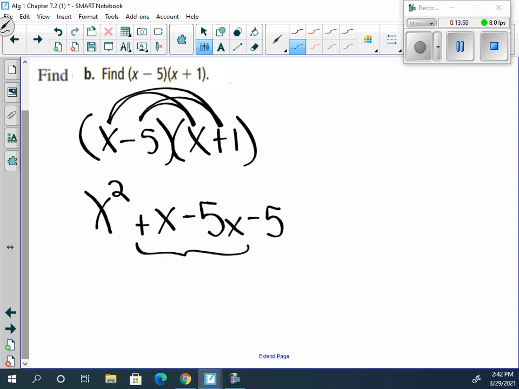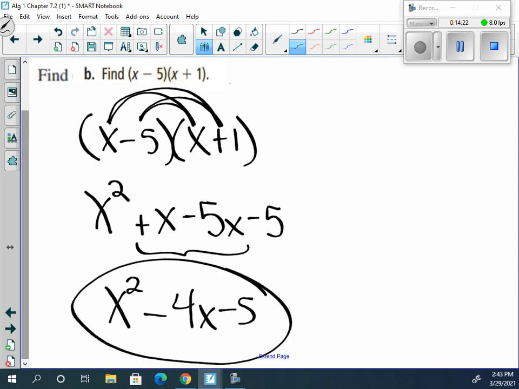Now we do have two like terms: x minus 5x. It would be 4. 1 minus 5 is 4. Now would it be positive or negative? You're positively positive that it's negative. No, you're good. Not wrong. You're positive that it's negative. I think that's what you were going to say. Yes? So it'd be x squared minus 4x minus 5.